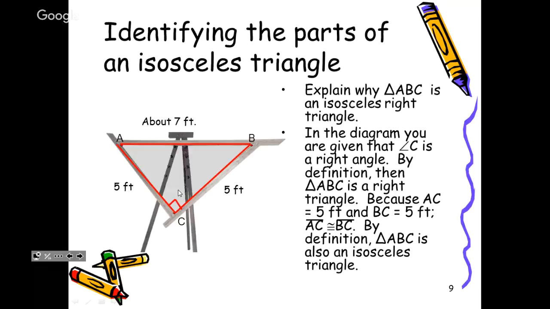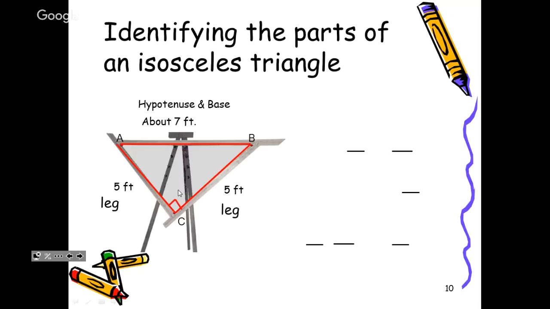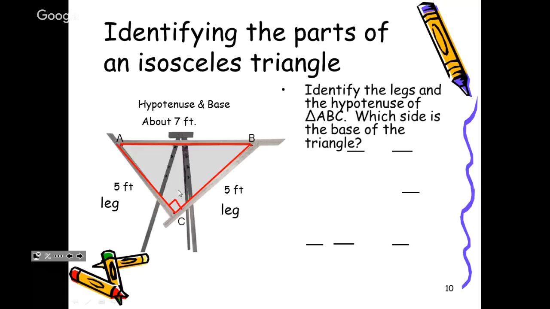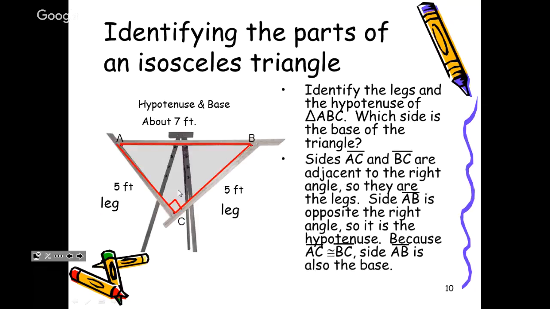And here's the explanation. Given the diagram, C is a right angle. By definition, it's a right triangle. AC and BC are both 5. Therefore, they're congruent, so it's isosceles. All right. Now, given this, identify the legs and the hypotenuse of triangle ABC. Which side is the base of the triangle? So for legs, remember, our legs are the sides that are congruent. So AC and BC are our legs, and my hypotenuse is my base, because it's the third side.